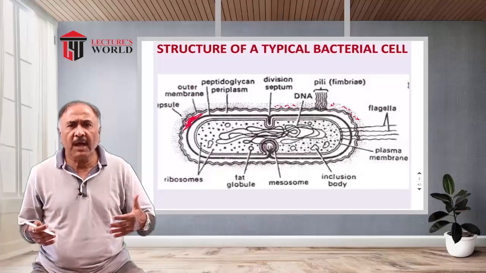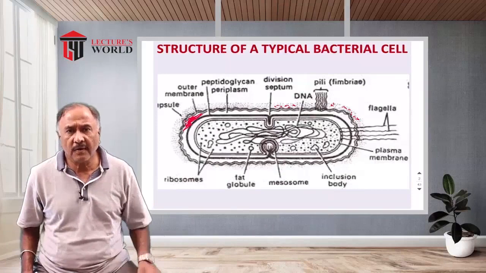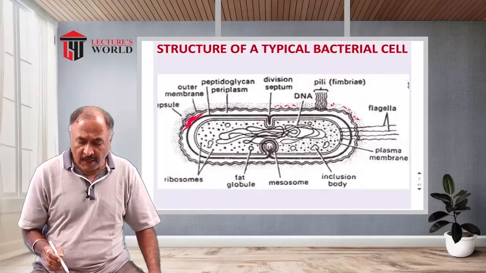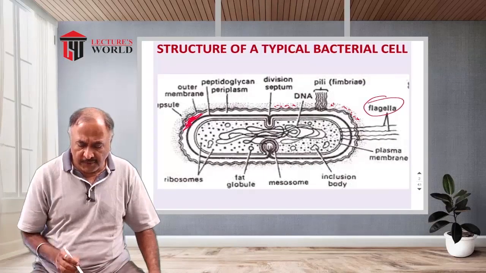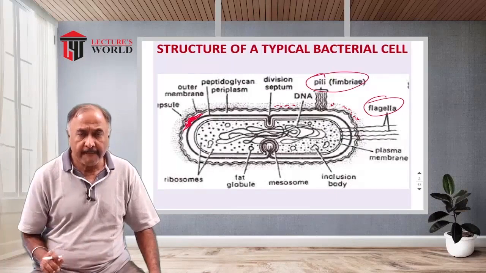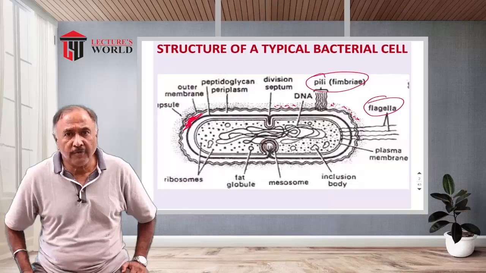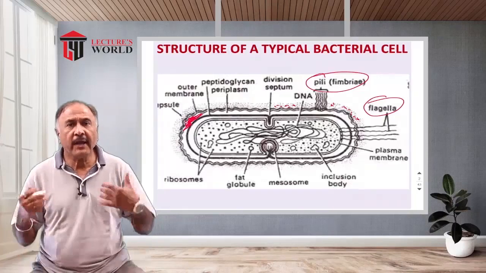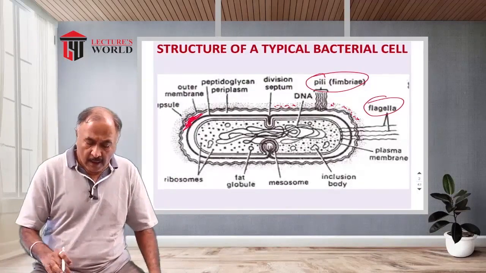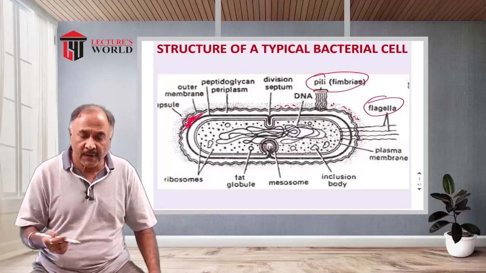So these are the external organs. But in these external organs, apart from the capsule and the cell membrane, we have two important things, that is flagella and pili. They have their own functions, but they are located outside the cell. Then comes the constituents present inside the cell.